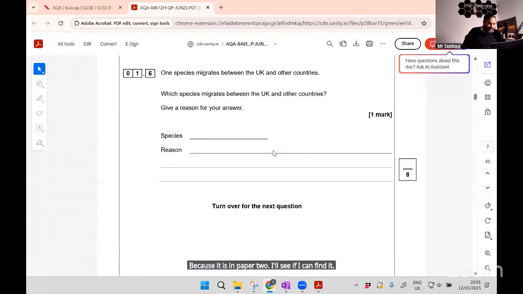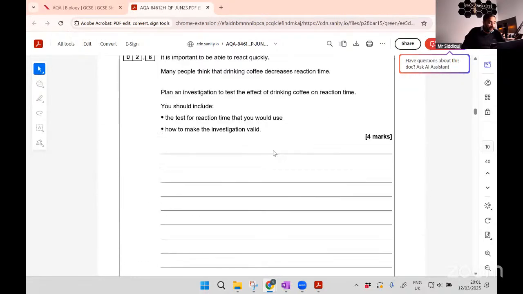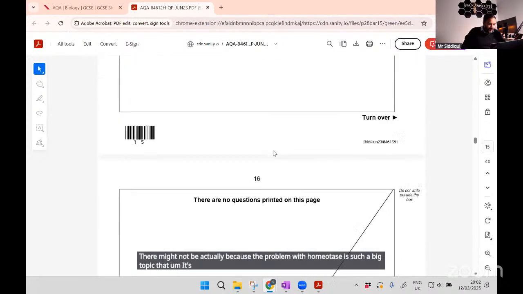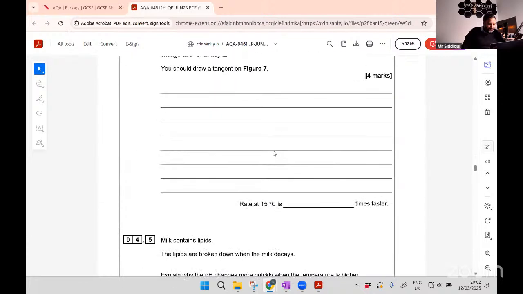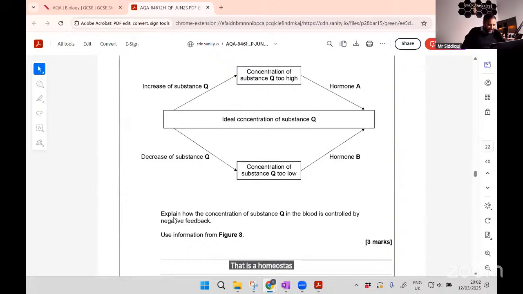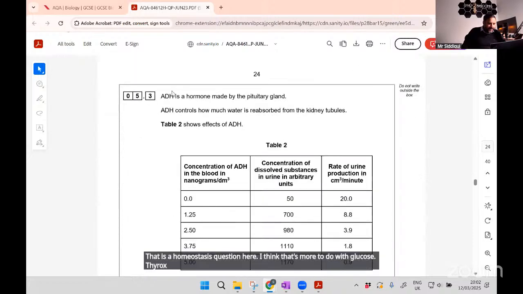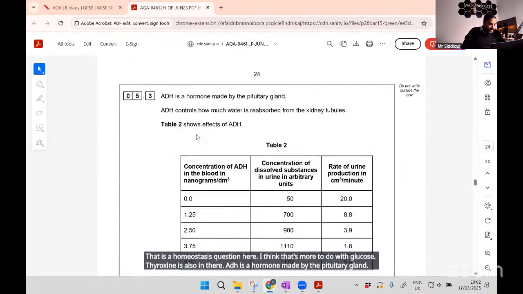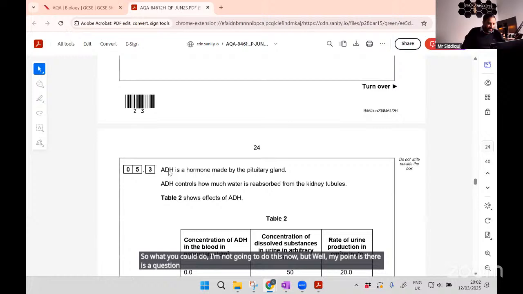That's birds. There might not be actually, because the problem is homeostasis is such a big topic that it's hard to get questions on all of it. There is a homeostasis question here. I think that's more to do with glucose. Thyroxine is also in there. ADH is a hormone made by the pituitary gland. So what you could do, I'm not going to do this now, but my point is there is a question here about ADH and hormones and stuff, which is to do with the kidneys.